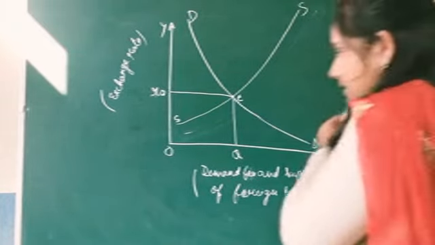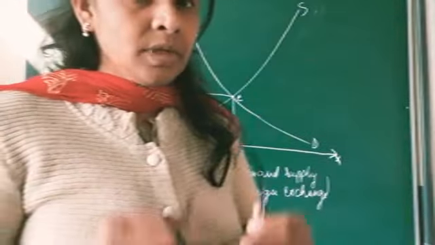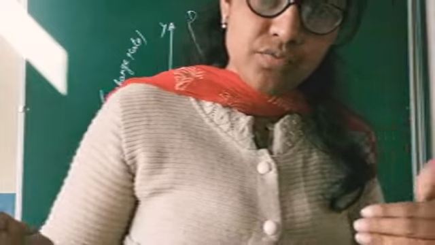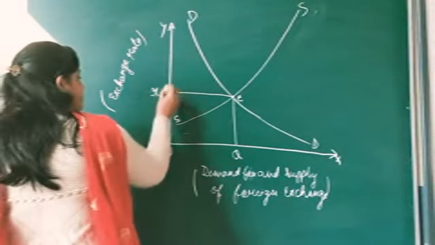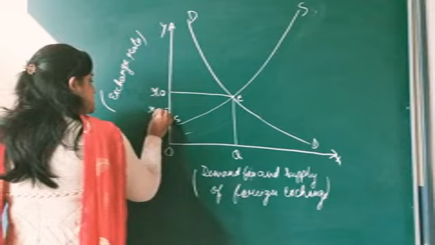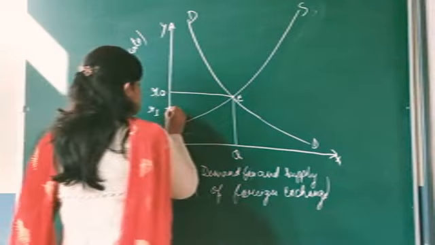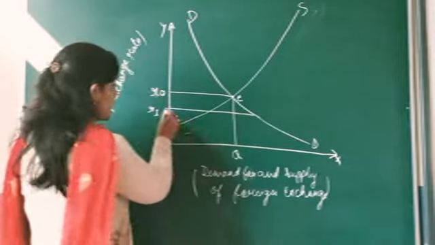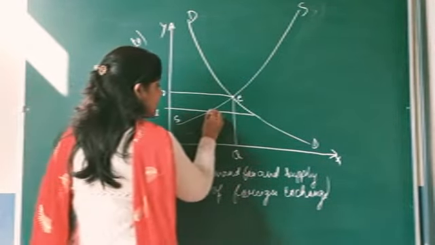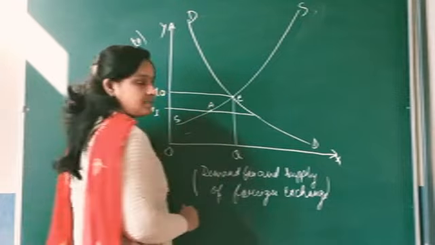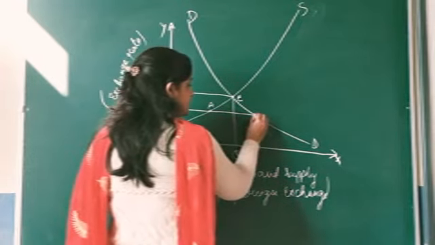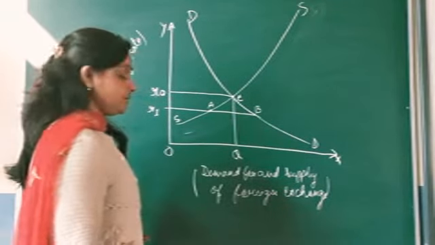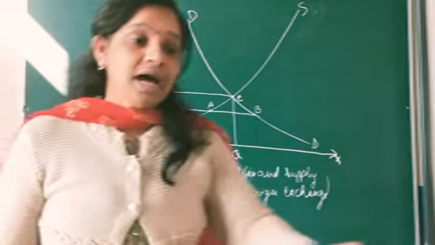Now let us take one exchange rate which is above and one exchange rate which is below. So I am taking here, this is R1, and I am extending it till here. This R1 exchange rate intersects the supply curve here, so I am naming it A, and intersects the demand curve here, so I am naming it B. Is it clear? Now see here. Now let me first explain R1.